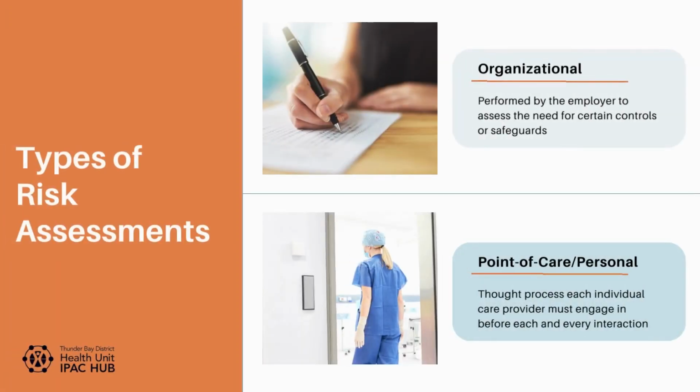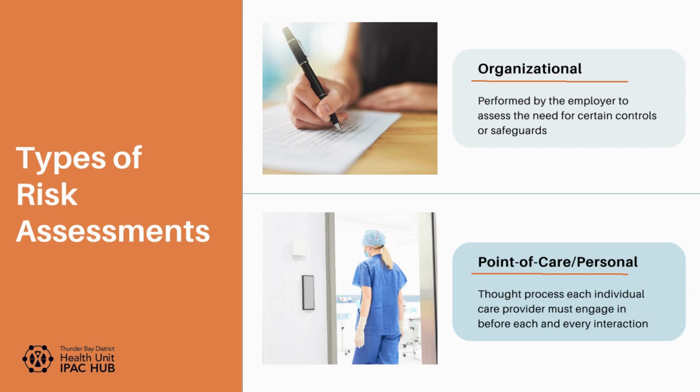There are two types of risk assessments. The first one is an organizational risk assessment and can be done by your employer to assess the need for certain controls or safeguards. For example, engineering controls include safeguards built into the care setting structure itself. This could include special ventilation within a room, dedicated hand washing sinks installed, cleaning processes for the environment, or installation of physical barriers. Administrative controls are safeguards introduced by the management of each care setting to continue to make the workplace safe, such as having clear and current policies for cleaning and healthcare provider education and training.